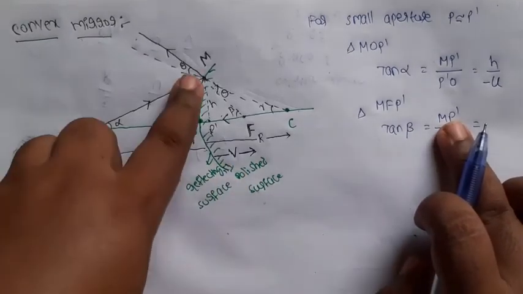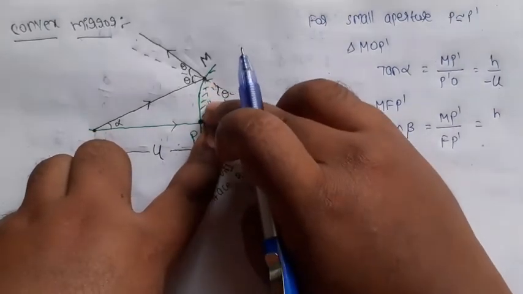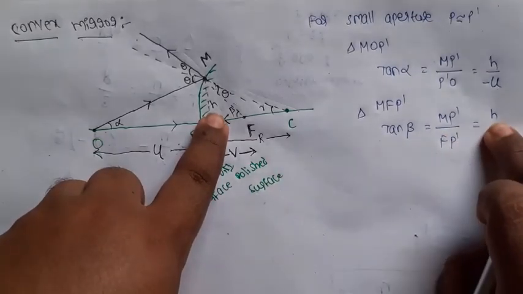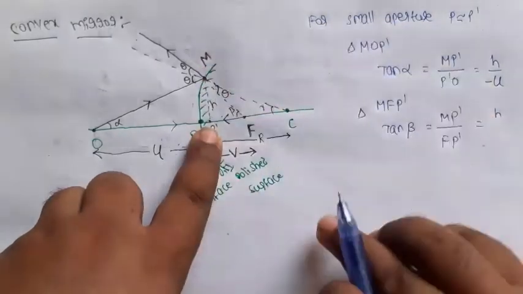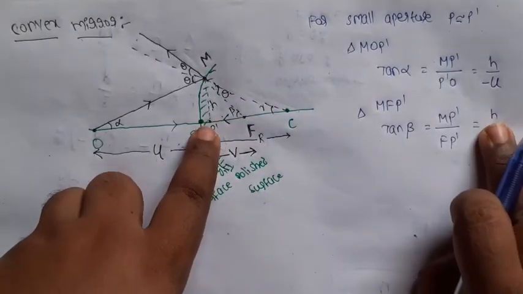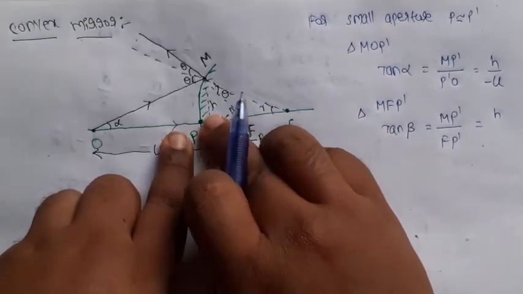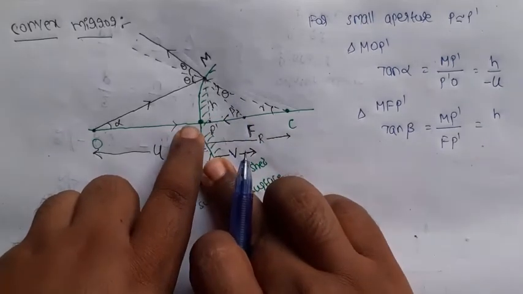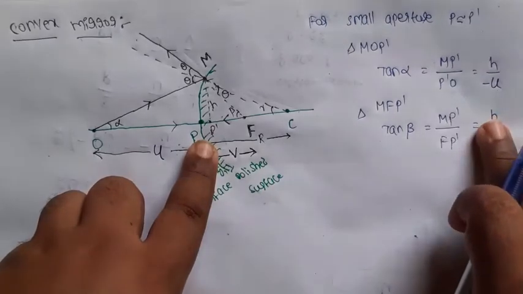So M to P dash distance is h, that is above the principal axis. That's why I am taking h as plus. Here h is above the principal axis, so I am taking the positive value. If suppose h is below the principal axis, you can take the negative. Above the principal axis, you can take the positive.